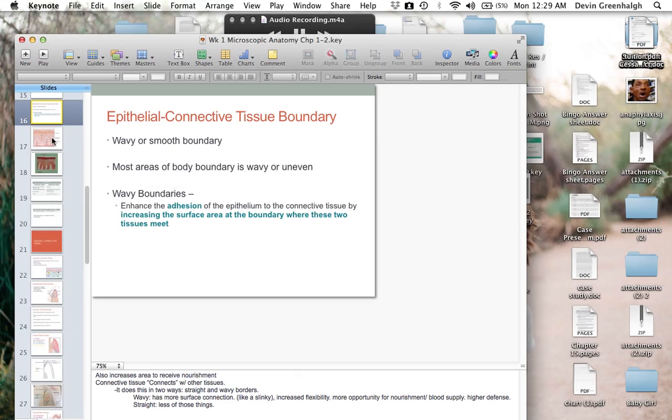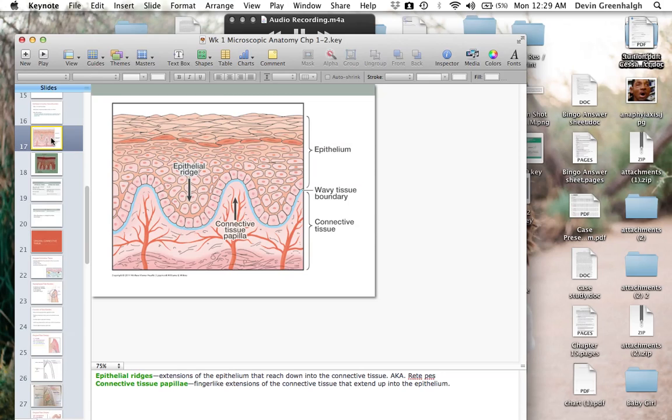The names of these wavy boundaries are epithelial ridges, which are extensions of the epithelium into the connective tissue, also called rete pegs. And then you have connective tissue papillae, which are finger-like extensions of connective tissue that extend into the epithelium. So basically you're just calling one side of the wavy line something and the other side a different name.